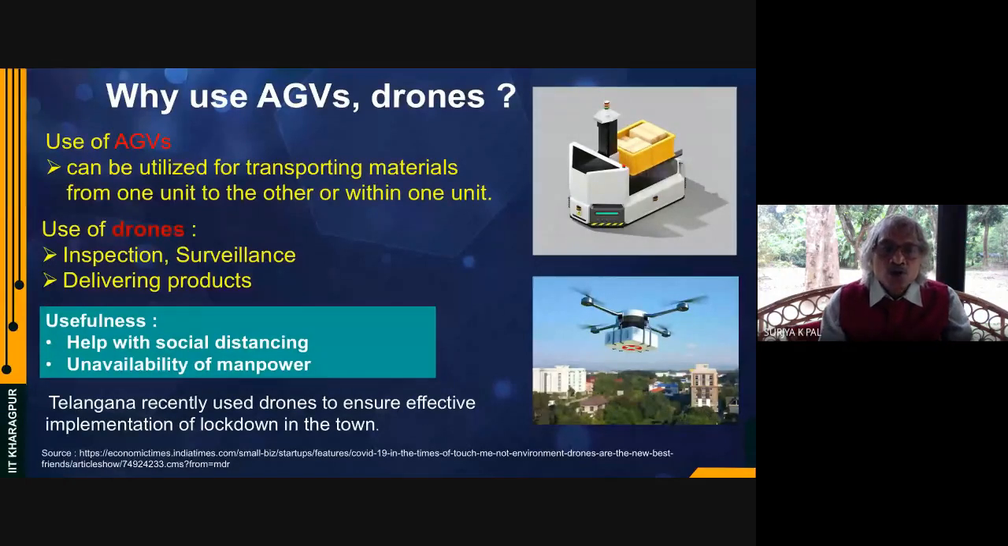Similarly, drones are very useful for inspection, surveillance, and delivering products. This is not just a concept. This was used even in our country during the lockdown, in the initial phases, maybe lockdown 1.0 or lockdown 2.0. The Telangana government used drones to ensure effective implementation of the lockdown in different parts of the country. So that means we are not lagging behind. We are also making use of these digital tools and modern concepts for different applications, here for surveillance purposes.